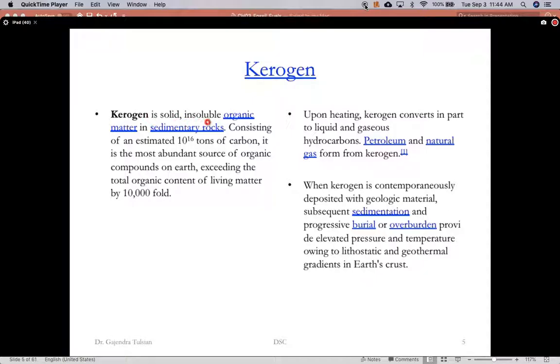So kerogen is solid, insoluble organic matter in sedimentary rocks. The total kerogen on Earth is about 10 to the power of 16 tons of carbon. So that's how much carbon is trapped in kerogen on the planet today. This amount is the most abundant source of organic compounds on Earth, exceeding the total organic content of living matter by 10,000 fold. So there's 10,000 times more carbon in kerogen than in all living matter today.